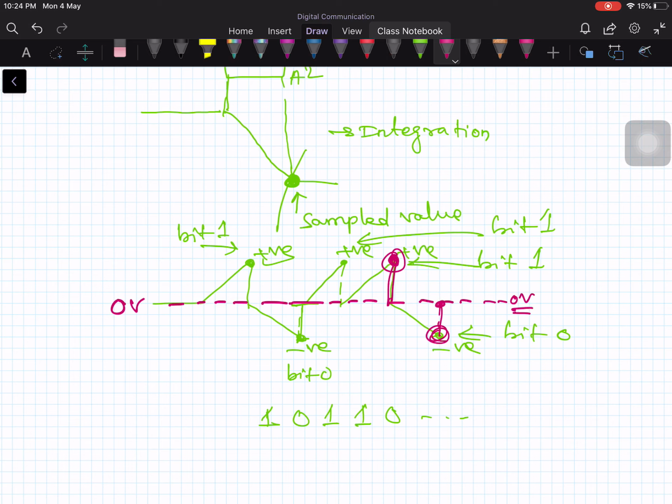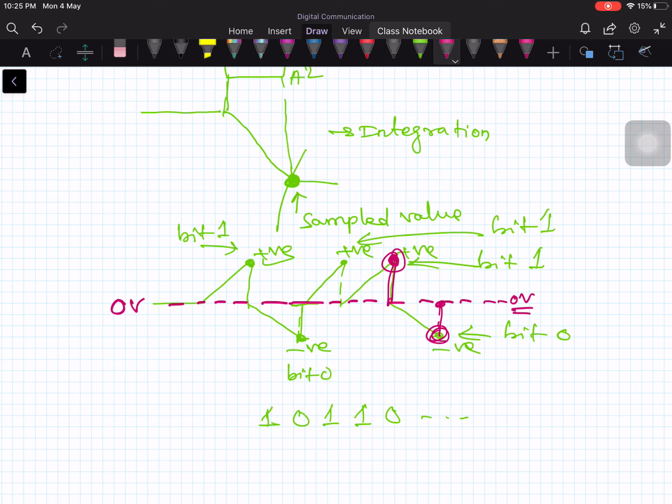Okay, and then compare this value, and if it is positive, then you decide that is positive, and if it is negative, then you decide it is 0. So the rest of the operation is same. The only thing is you are multiplying and then integrating and then sampling. Once the sampling is over, then you reinitialize the integrator and carry out the operation.